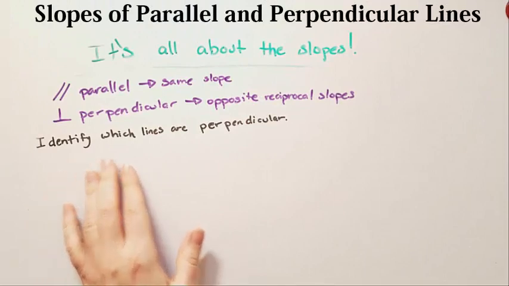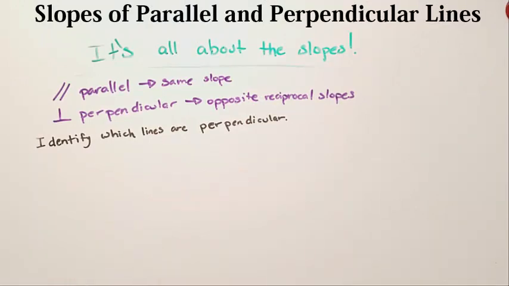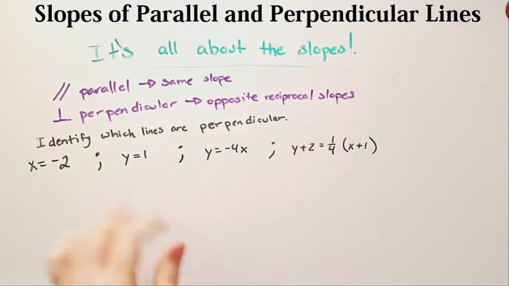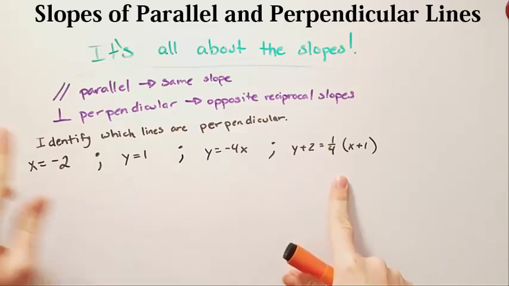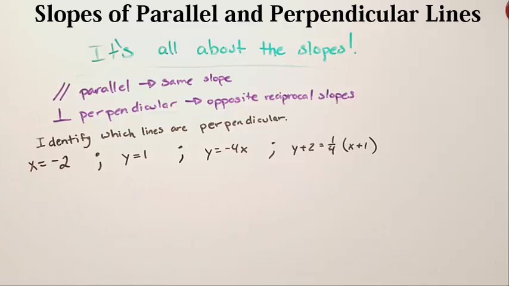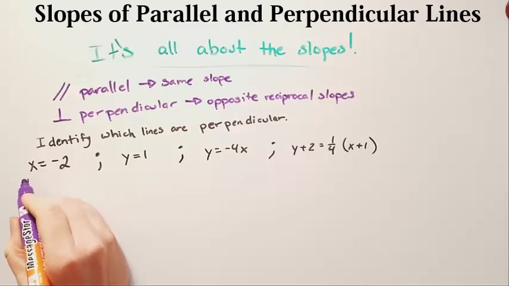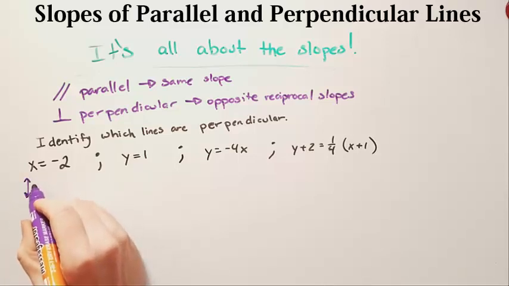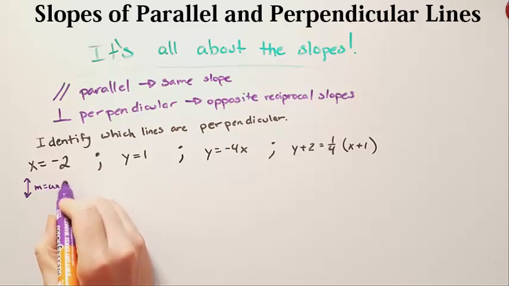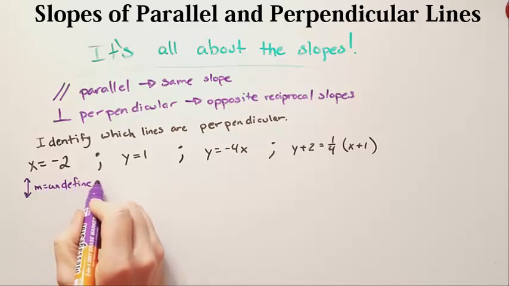So now they're asking us to identify which lines are perpendicular to one another. So they gave us 4 different lines they want us to decide which are perpendicular to each other. And if you remember, perpendicular is all about the slopes. So we got to find the slope of all of them. The only way to be an x equals equation is if you cut straight through the x-axis. If you cut straight through the x-axis, that meant that you were an undefined line. So my slope is undefined for this one.